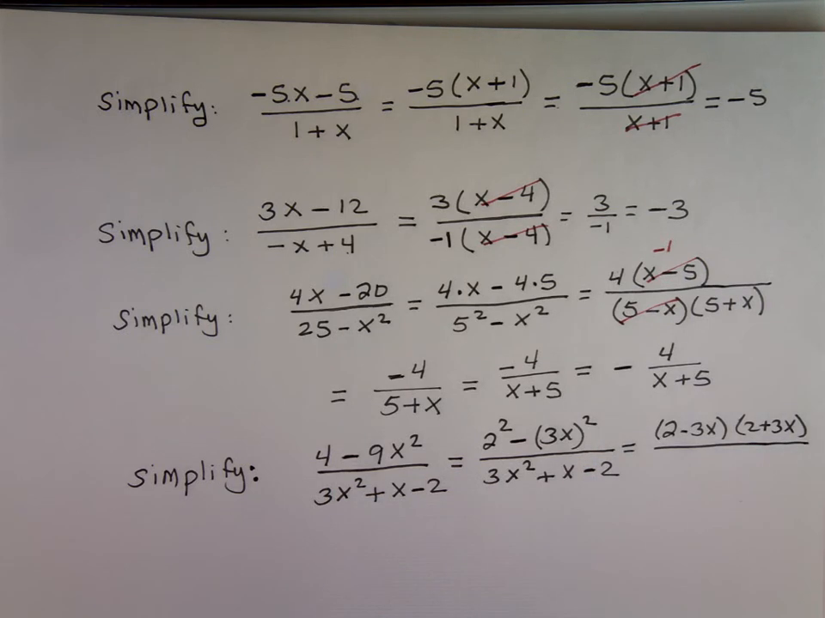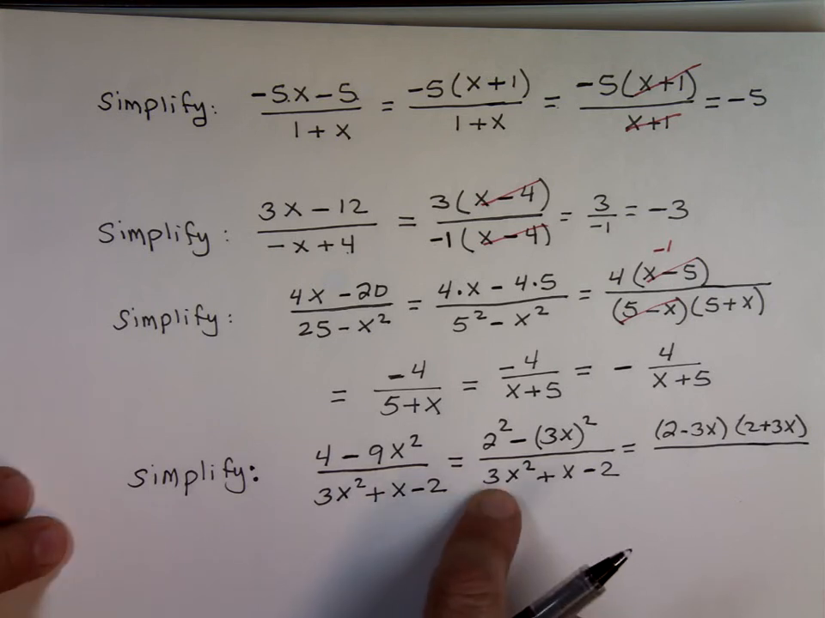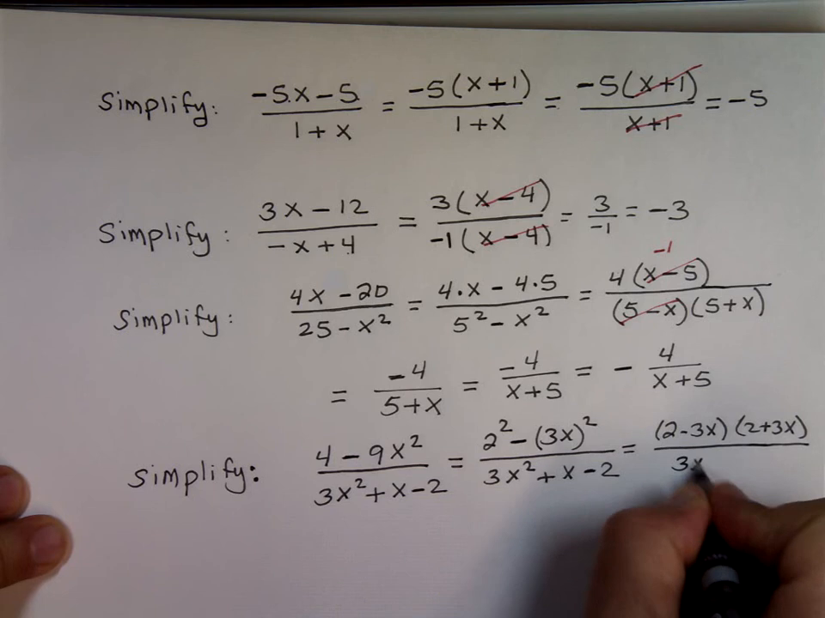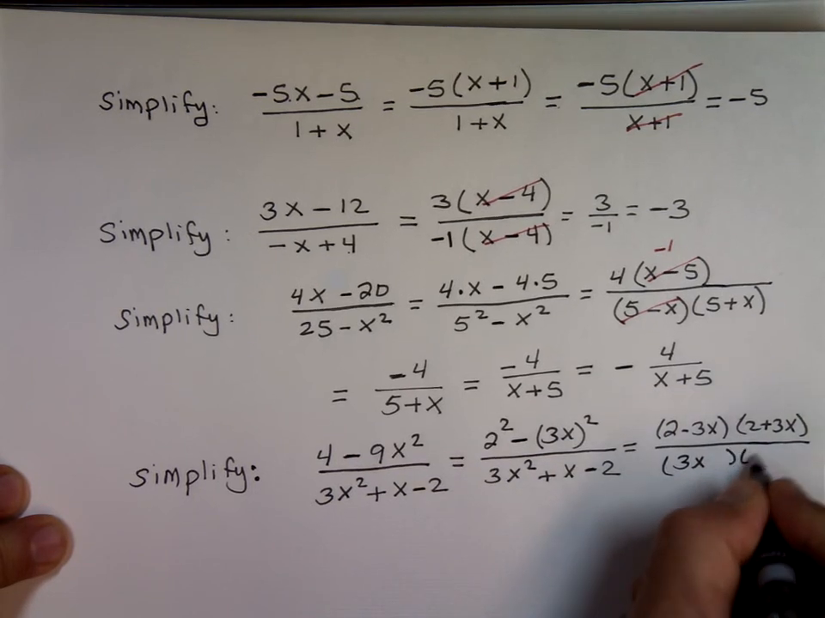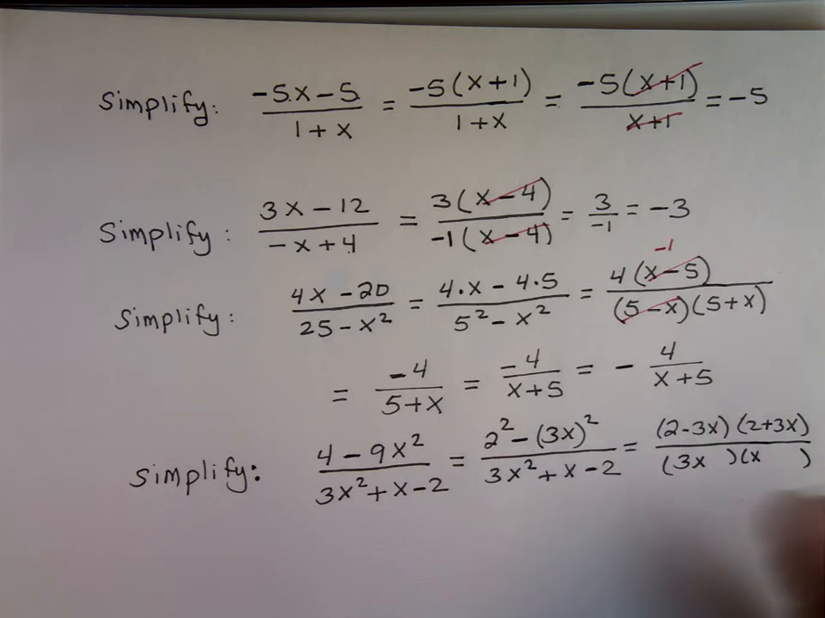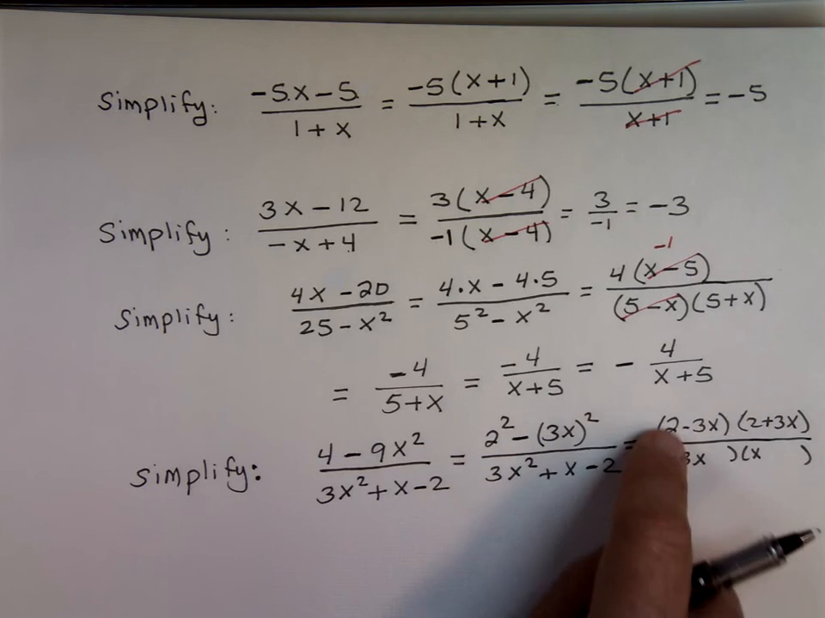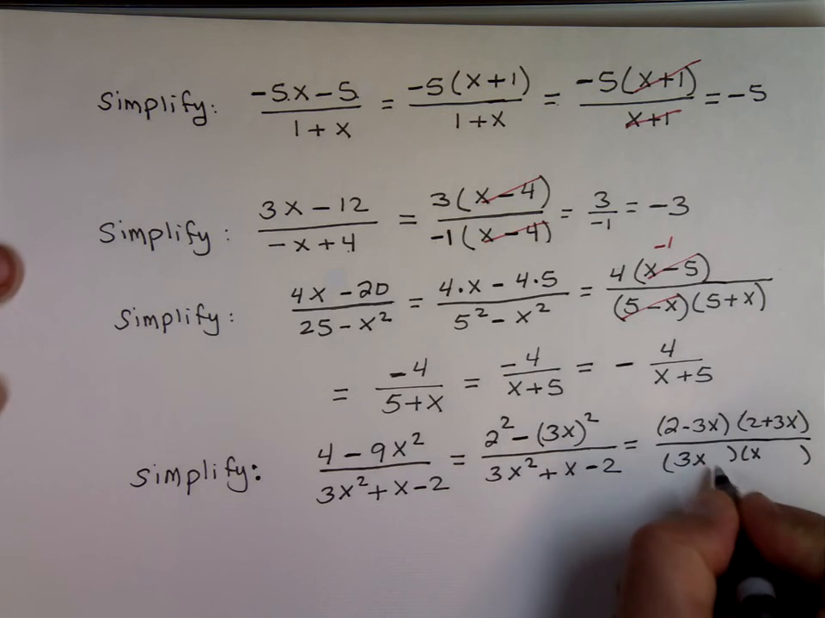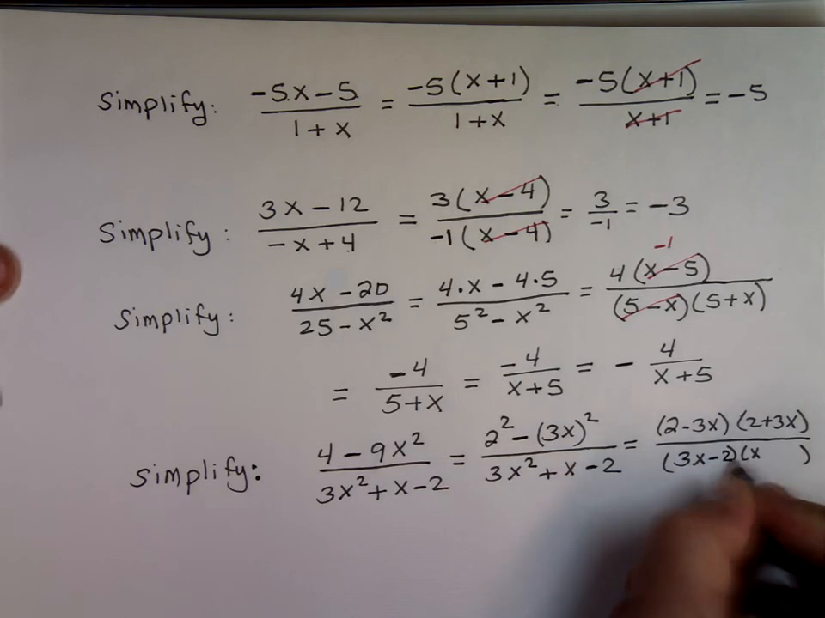The bottom, notice the leading coefficient is different here. So let me start with 3x and x and see if that will do it. The negative 2, that means the signs are different. One is positive, one is negative. Notice this is 2 minus 3x. This is 3x. Maybe the minus 2 will go here, and the plus 1 will go there. Let's see if that's correct.